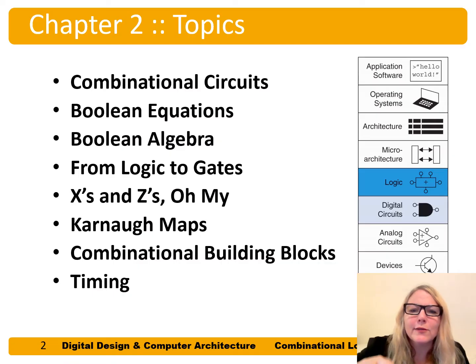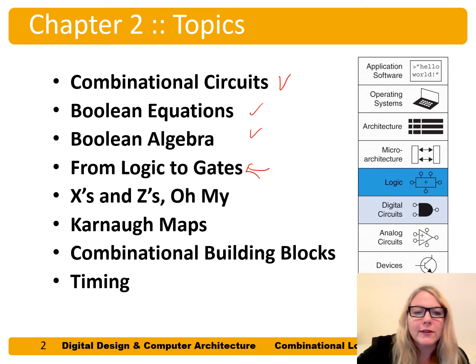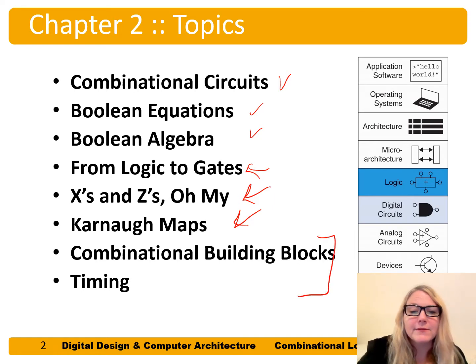In this chapter, we're going to be dealing at the logic level of abstraction and show how to build circuits using Boolean algebra and logic gates that we talked about in chapter 1. So we'll talk about combinational circuits, Boolean equations, Boolean algebra, how to go from these Boolean equations to gates, and we'll talk about some other methods such as Karnaugh maps for dealing with Boolean equations, different logic levels or output values, and then talk about combinational building blocks and timing.